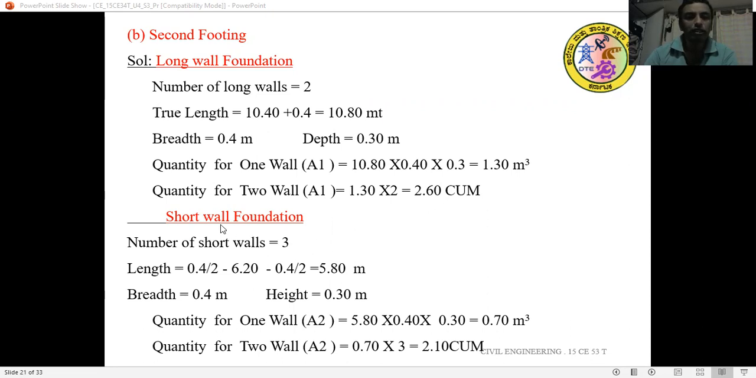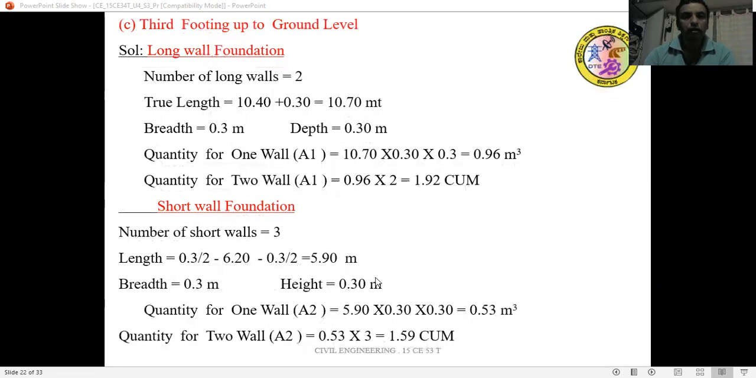Similarly, calculate the short wall direction for the second footing. Number of short walls is equal to 3. Then 6.20 minus 0.4, you will get 5.8 meters, the true length of the short wall. With the 0.4 meter breadth and the height of the second footing being 0.3 meter, you will get a quantity of 0.70 meter cube. And this is for one wall, and the number of short walls is equal to 3, so you will get 2.10 cubic meter.